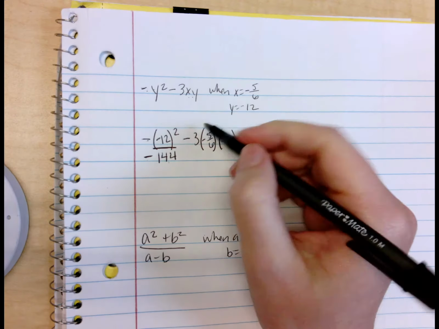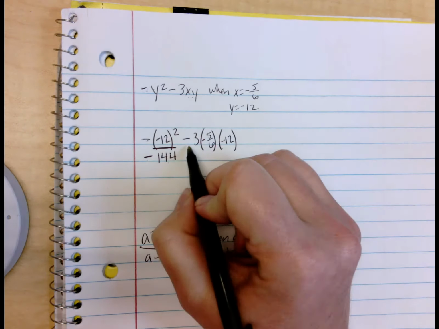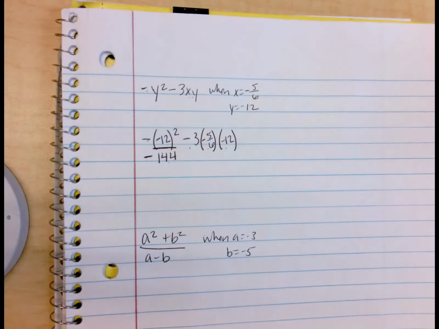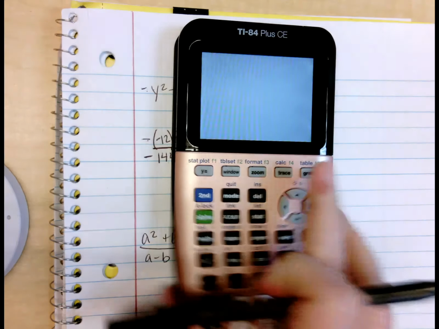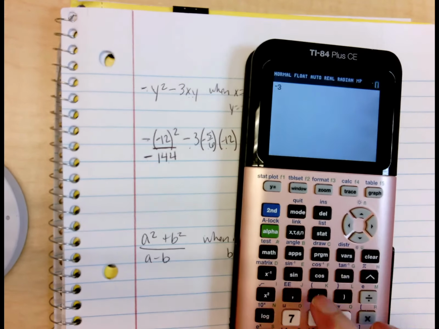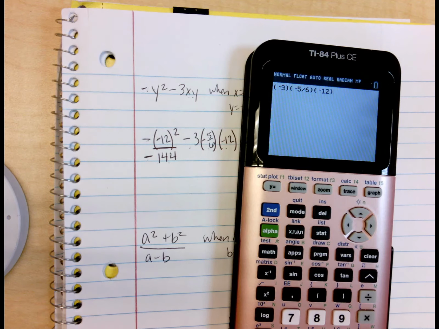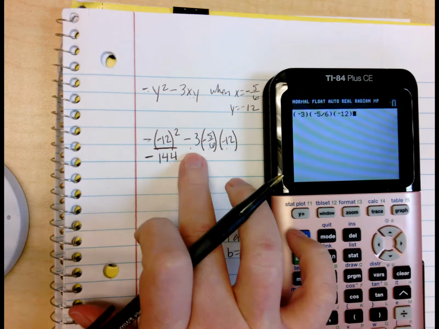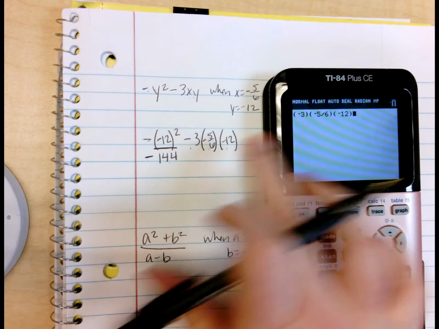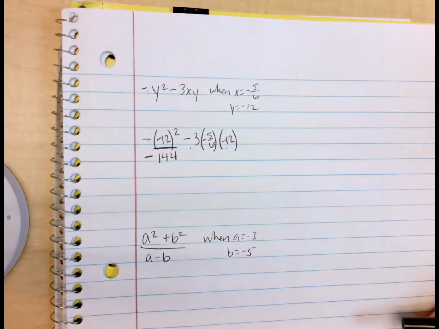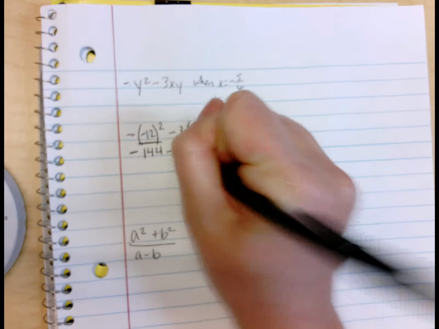And then over here, again, we got to be really careful. We have a negative 3 times a negative 5/6 times a negative 12. So I'm going to put that in my calculator. I'm going to do negative 3, and I'm going to do it all in parentheses, negative 3 times negative 5/6 times negative 12. That way everything's in there exactly as it is. So you see negative 3, negative 5/6, negative 12. Press enter, and I get negative 30. So it comes down to negative 30.